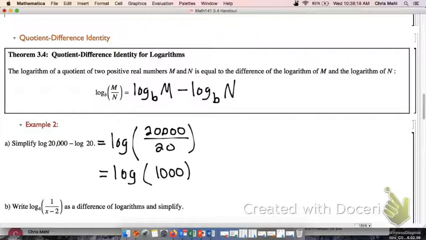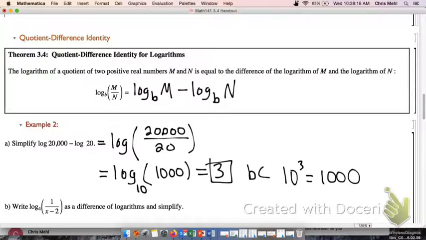This becomes log of, and 20,000 divided by 20, I believe, becomes 1,000. And remember this, if a logarithm does not have a specified base, it is assumed to be 10. And log base 10 of 1,000 is the power you raise 10 to get 1,000, which would again be positive 3. So that's the answer, and it's because 10 cubed equals 1,000. Okay, so there's part A. Log of 20,000 minus log of 20 simplifies to positive 3. Okay, so next example.